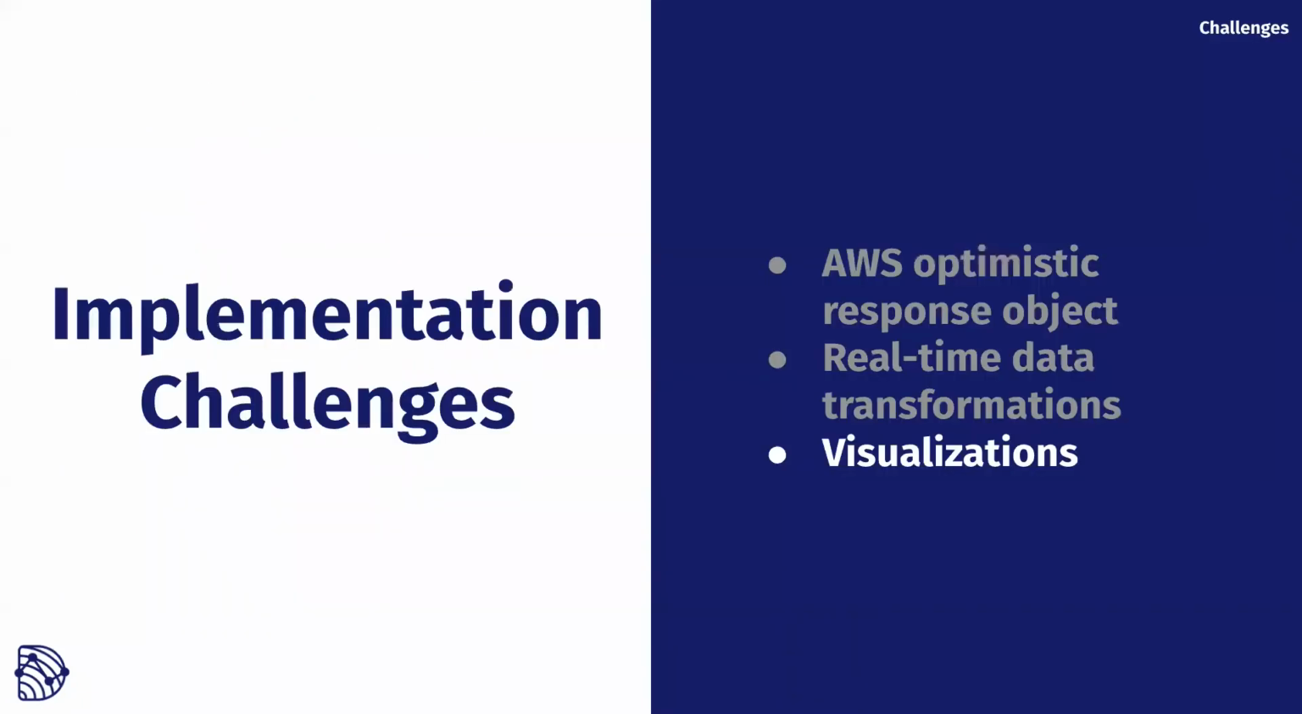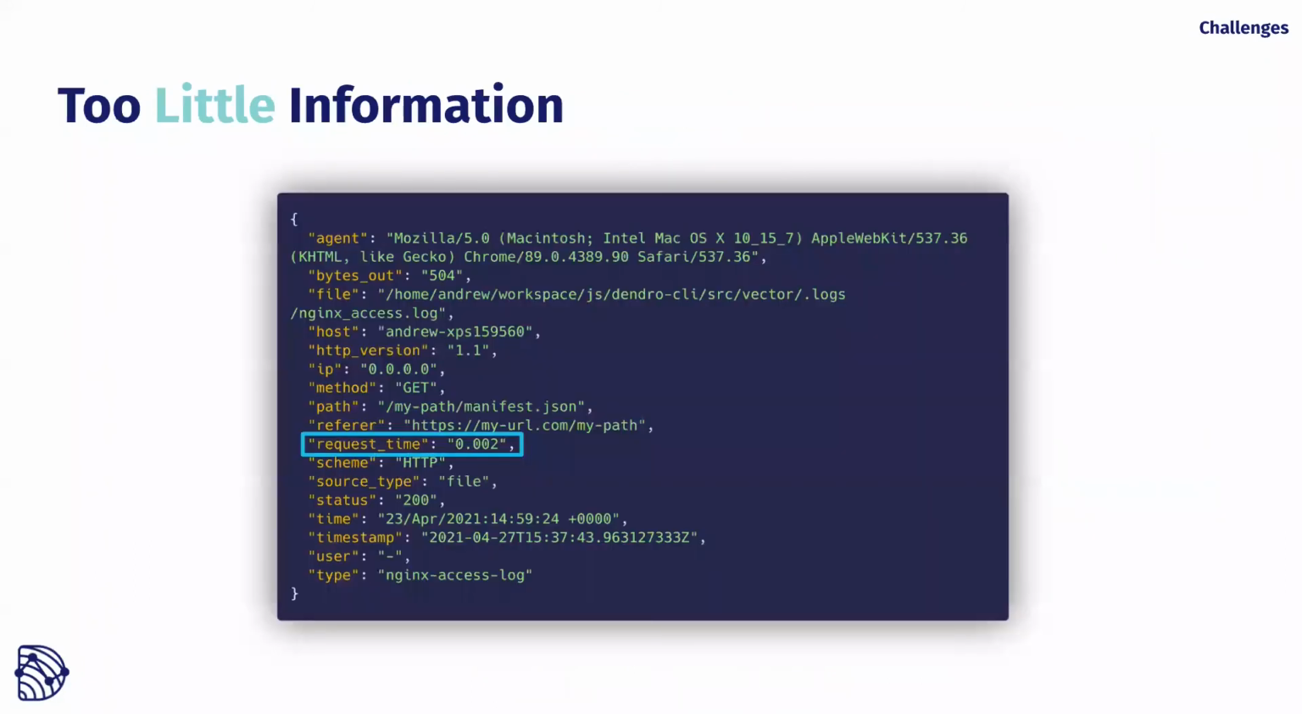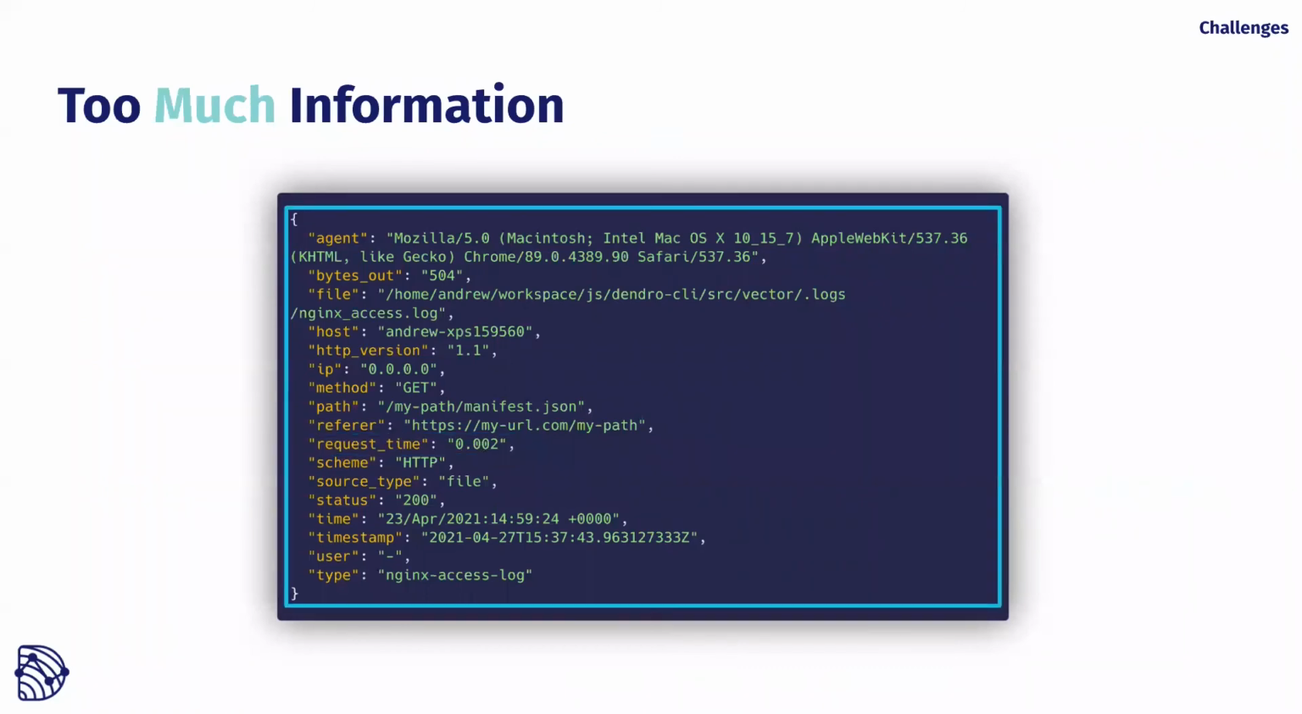The final implementation challenge was visualizations. The challenge here wasn't in the SQL queries, but deciding what do we measure and what do we visualize. When NapTime servers are down and they view the Dendro dashboard, what metrics will help them resolve their errors? If we store too little information, then Dendro cannot provide meaningful insights. However, if we store too much information, we will dramatically increase costs and slow down queries, so a balance has to be made.